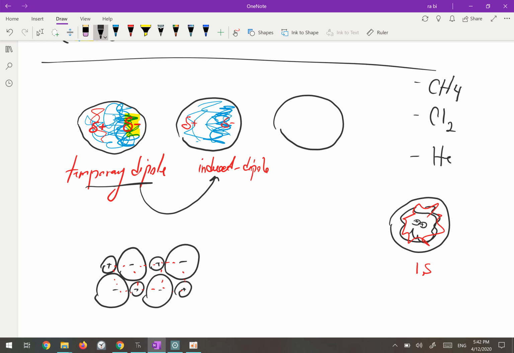And you can see now we have two dipoles. Both of them are temporary, but the negative and positive sides of these dipoles or molecules are close to each other. So some type of attraction happens between them, which we call London dispersion force. So this is London dispersion force. Let's go back to your book.